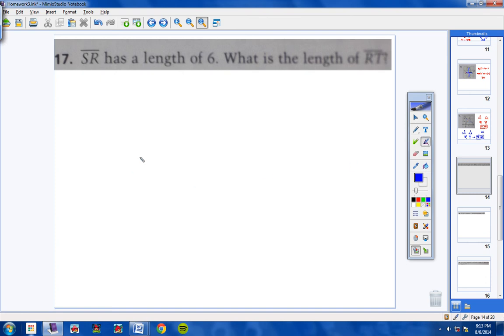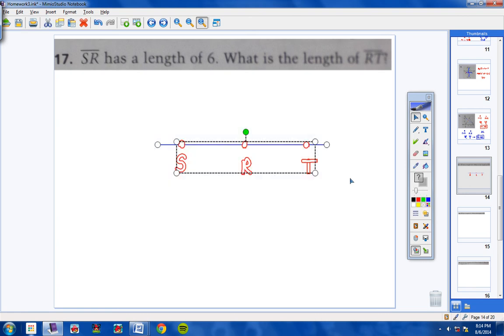Let's go ahead and draw that and label it. So here's S, here's T, and let's put R right in the middle. And then let me copy this so we have it for our other two problems that we're going to do. Okay, and here we go. All right, so the directions state that R is the midpoint of segment ST, or in other words, R is in the middle of segment ST.